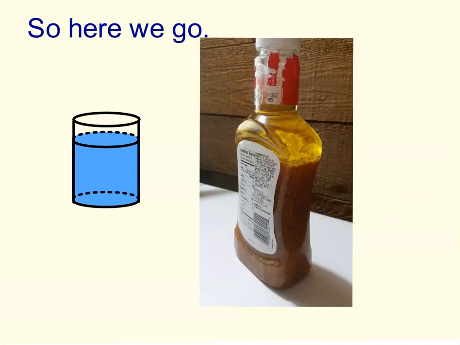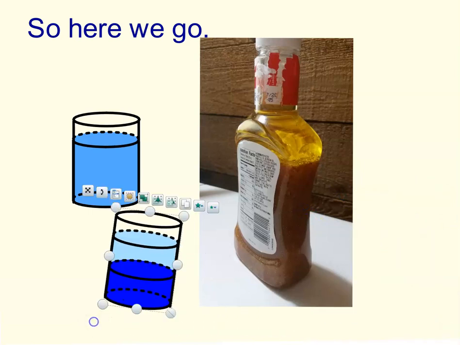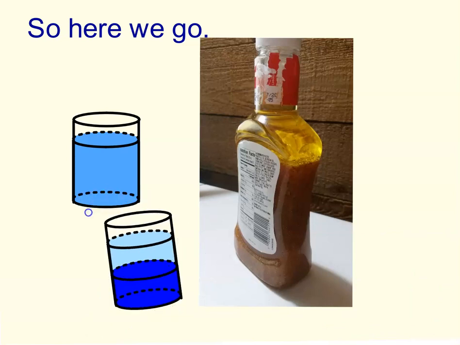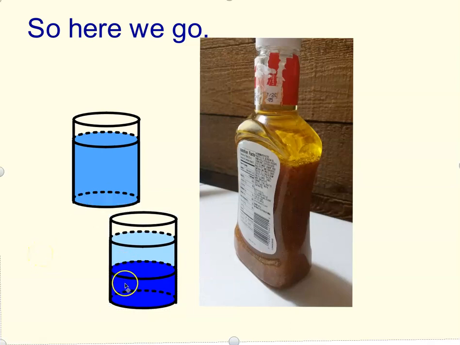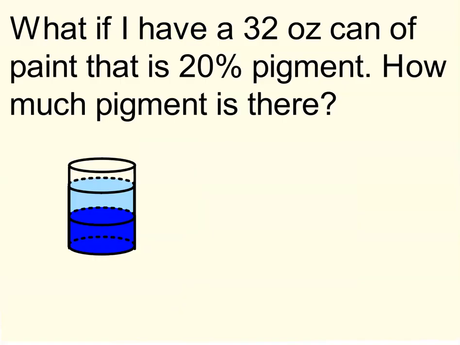So if you look at this jar here, I try to tip it back. Okay. So here's the same jar, but I let it sit there for a while, and now the heavier stuff is down at the bottom, and the lighter stuff is sitting up on top, and it's separated out. Well, we're going to be thinking of liquids and other mixtures that way. So I want you to imagine that you've got a 32-ounce can of paint here.